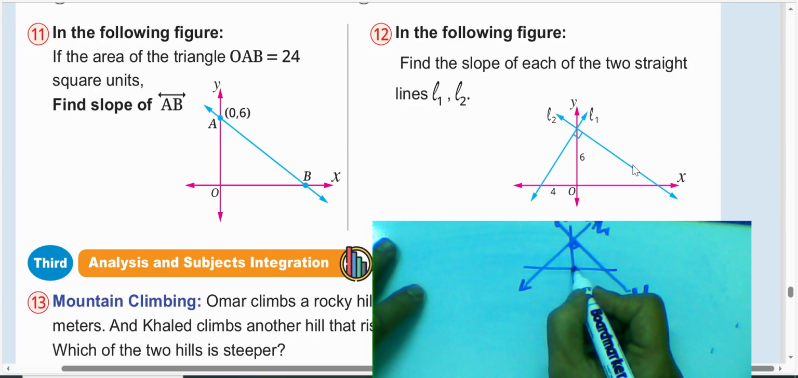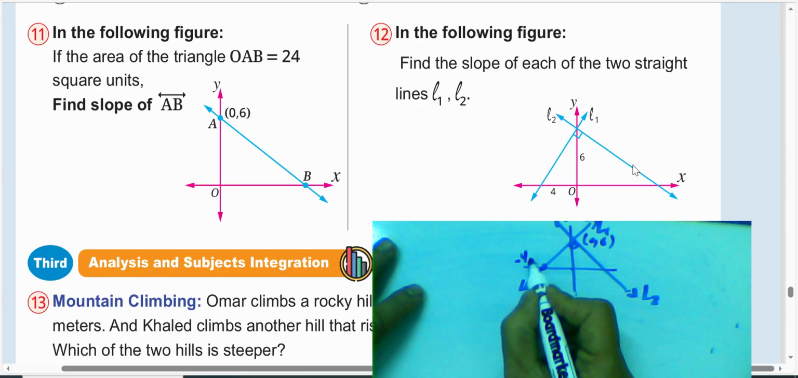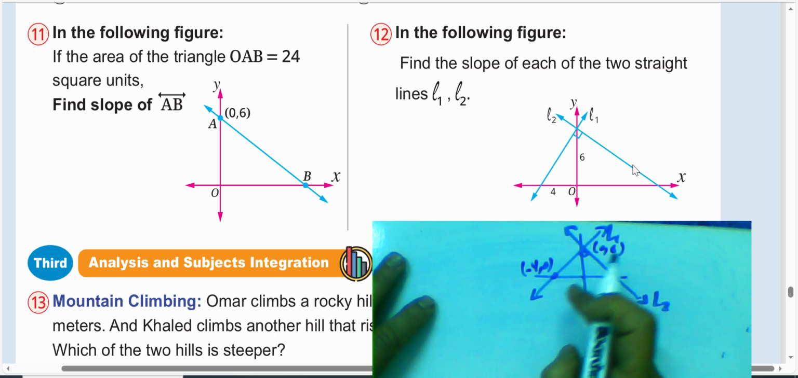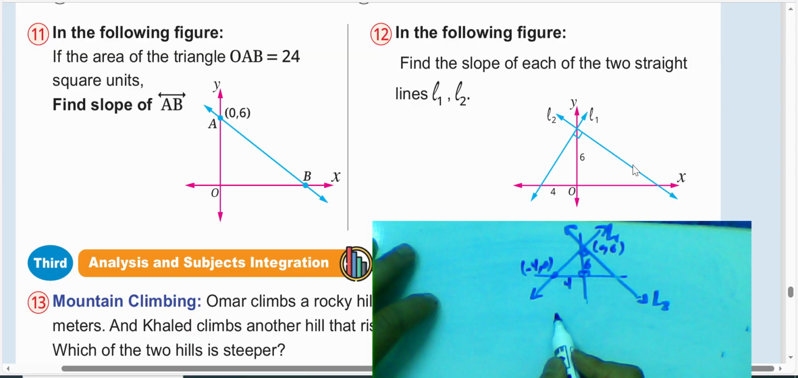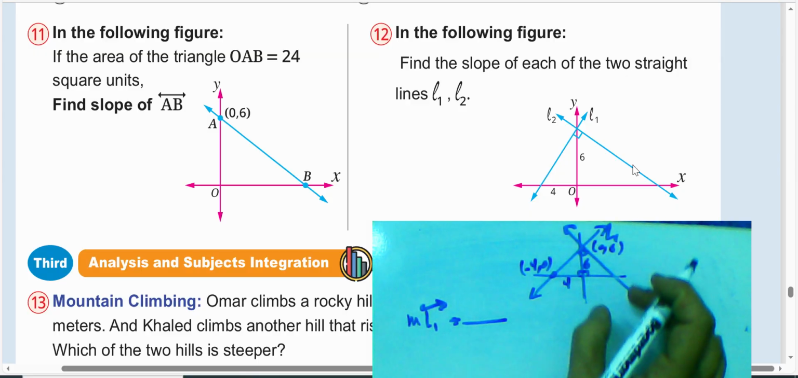This passes through the point 0 and 6, and this one passes through the point negative 4 and 0, because this is at the left hand side. Okay, we have 0 and 6 and negative 4 and 0. This is 4 and this is 6, and this is perpendicular. Okay, we can find the slope of L1, the slope of L1, right?